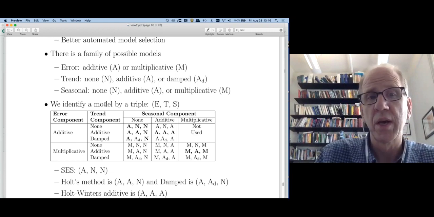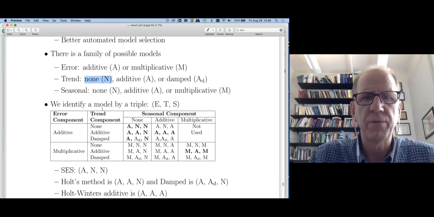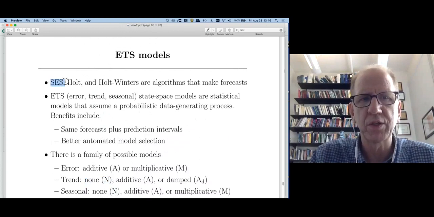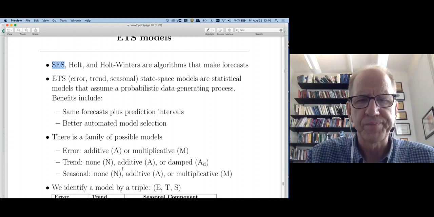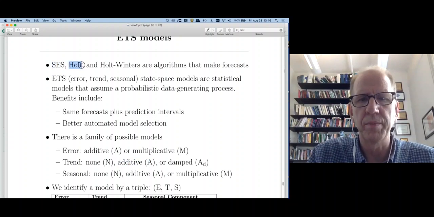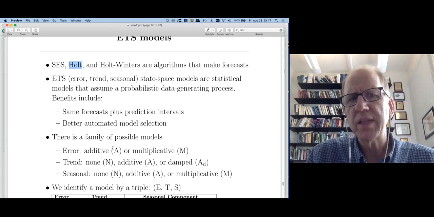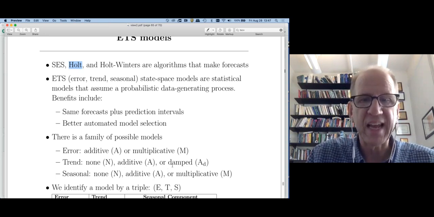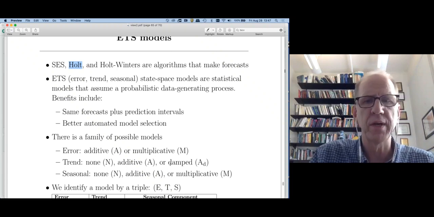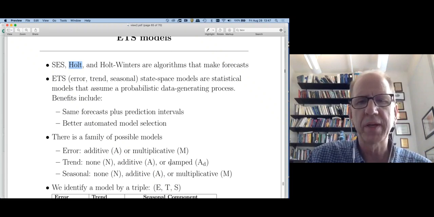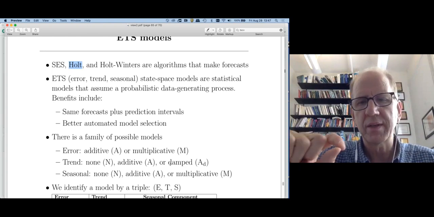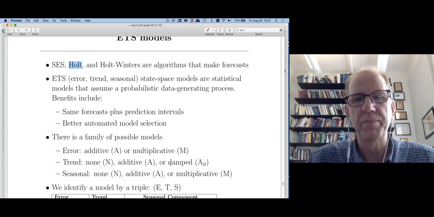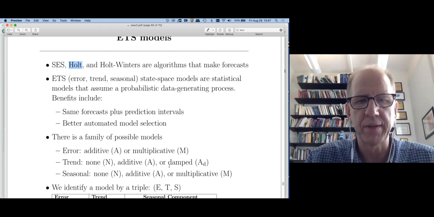The first is there is no trend. For example, when we did simple exponential smoothing, we did not account for a trend. The second trend is to have an additive one, and that's exactly what we did with the Holt method. During that unit, we also covered damped trends. The damped trends start out extrapolating basically linearly, but then they flatten out over time and approach an asymptote. So that was the damped trend method.